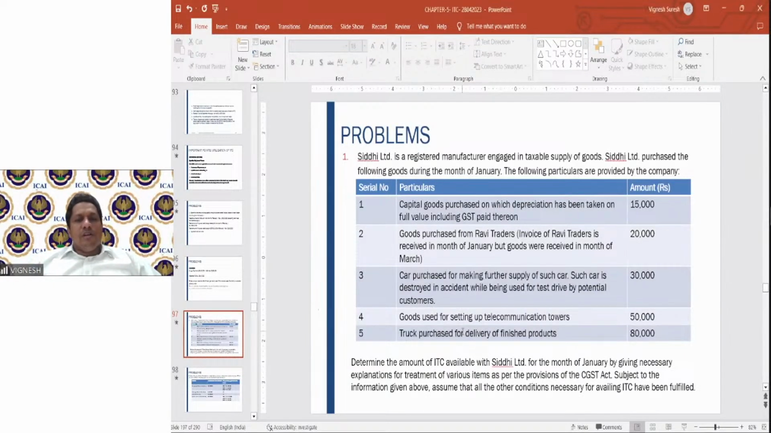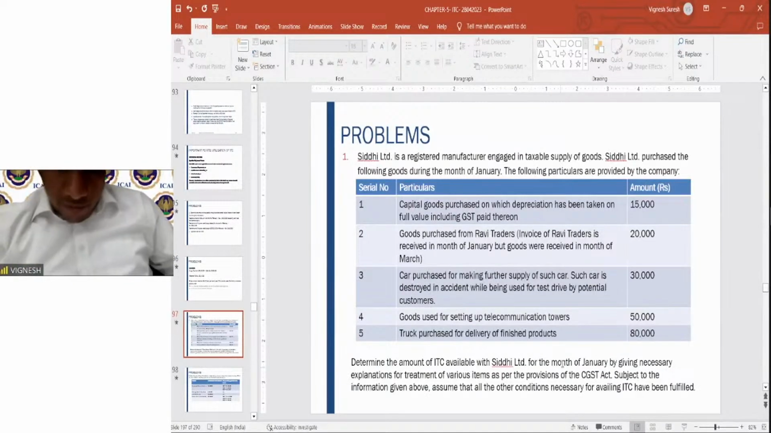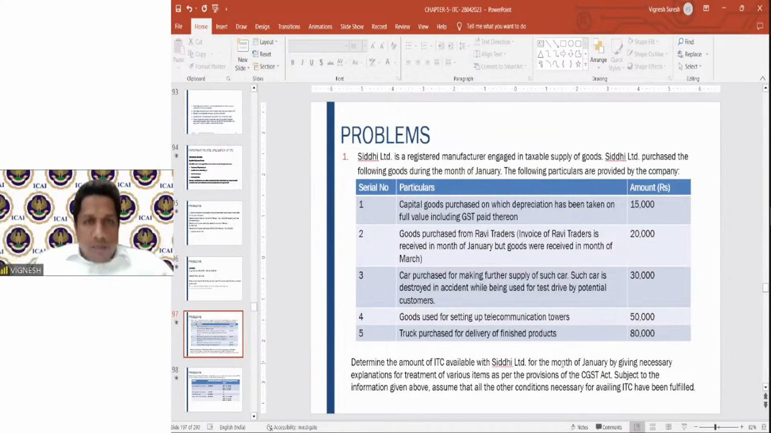Next one is pretty simple. Truck purchase for delivery of finished products. If you are using the motor vehicle for transportation of goods, then you can claim the input tax credit. Only transportation of passengers is included in the section of 17 subsection 5. Since it is used for delivery of finished products, that is goods, in this particular situation, you can claim the input tax credit. I hope everyone understood this problem clearly.